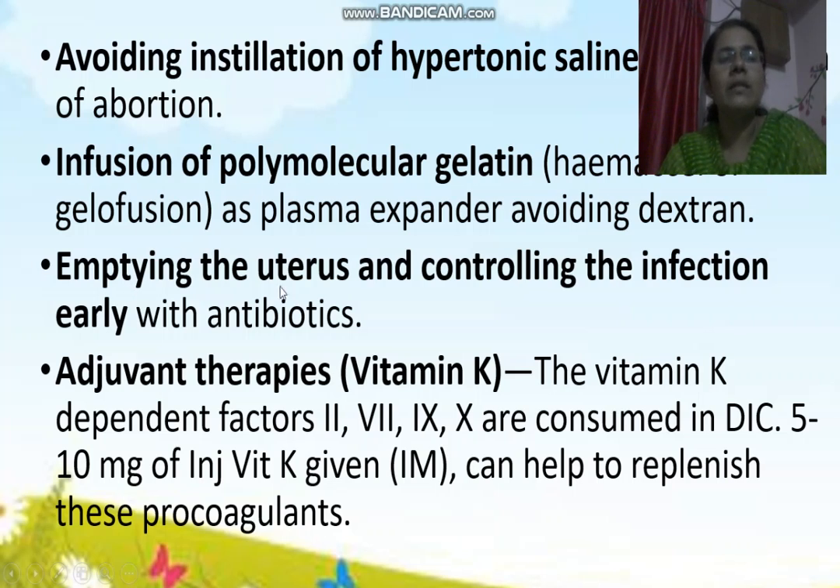Okay. Then emptying the uterus and controlling the infection with antibiotics. So any type of broad spectrum antibiotic should be started while we are emptying the uterus, because there is a chance of introducing infection. That's why we have to start some antibiotic. Then adjuvant therapy, that is vitamin K to control the bleeding. Vitamin K dependent factors 2, 7, 9 and 10 are consumed in DIC. So 5 to 10 mg of vitamin K is given IM. It can help to replenish these procoagulants.